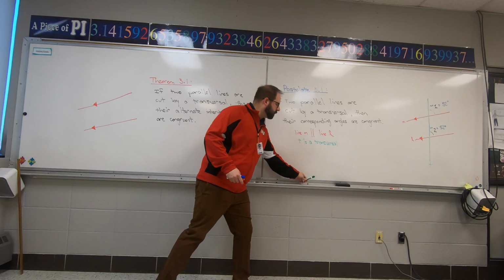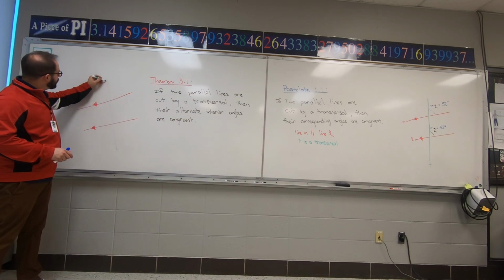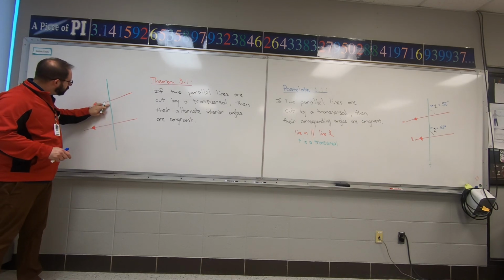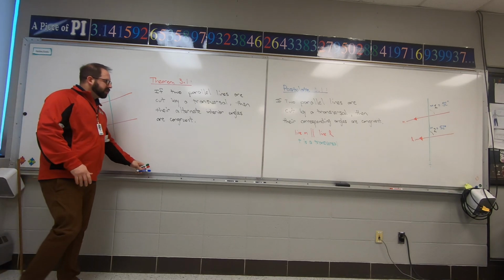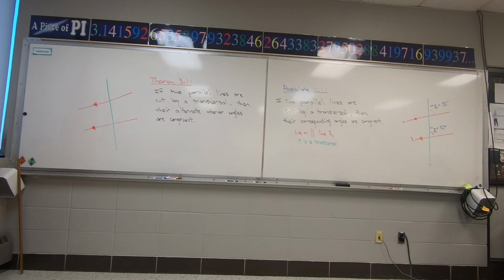Okay, so there's my parallel lines. I'm going to cut it with a transversal. Same drawing. Yeah, this green is terrible. Okay, so there we go. Okay, so let's talk about alternate interior. Let's do that definition here. What is an alternate interior? What are my stipulations for alternate interior? What's one of my rules?